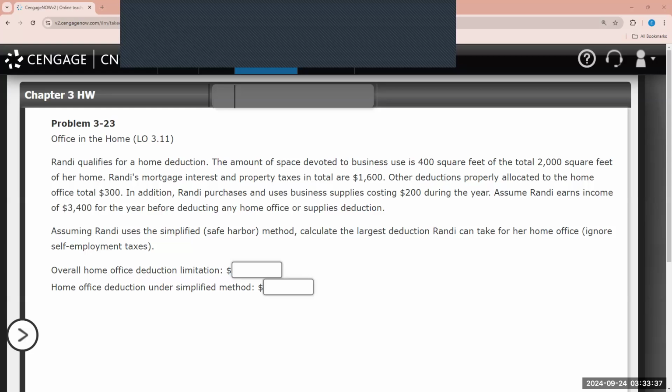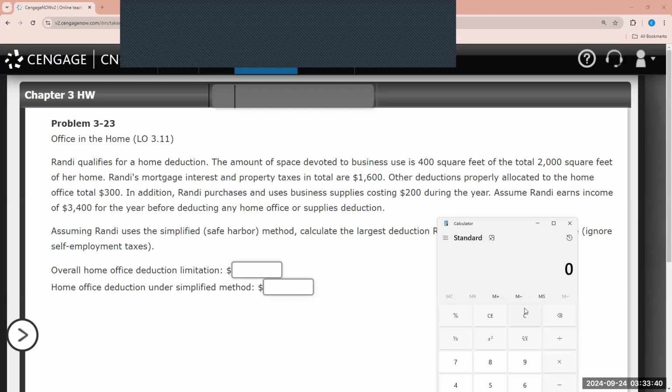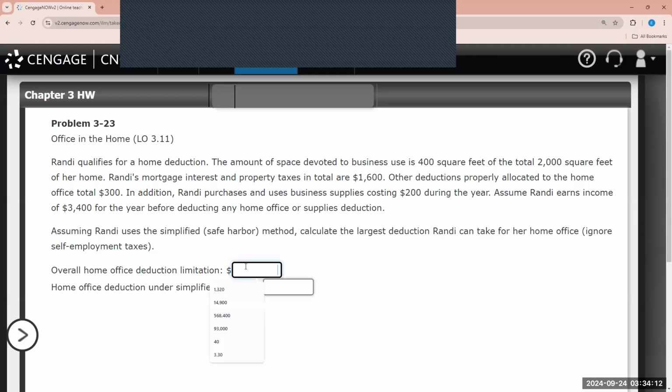Sometimes there are direct expenses. Let's say you paint over your home office. There's no allocation, because 100% of the fees paid to paint the room pertain to the home office itself. So our calculation would be as follows: 1,600, which is Randy's mortgage interest and property taxes, multiplied by 20%, gives us $320. Then we account for the other deductions that are 100% allocated to the home office. So 320 plus 300, our overall home office deduction is $620, right? So that would be an example.